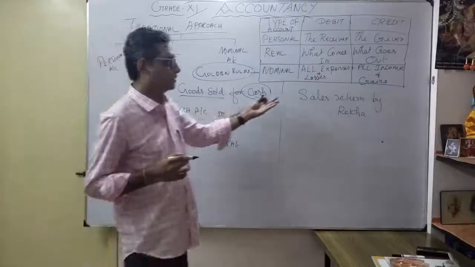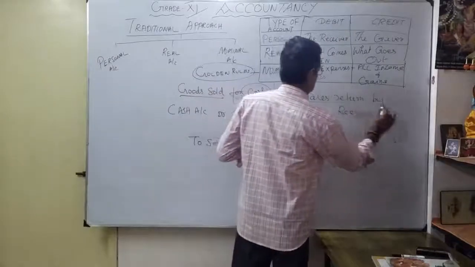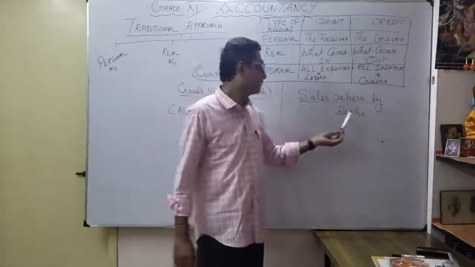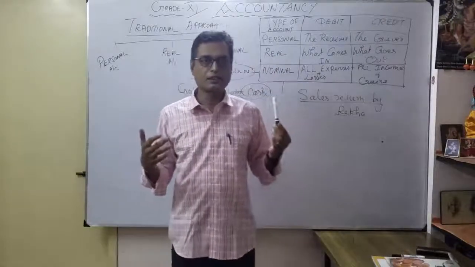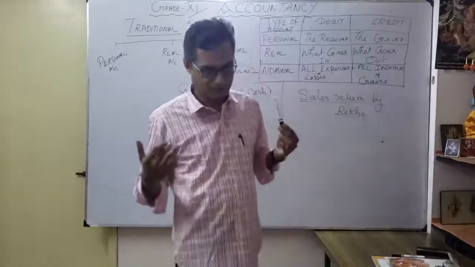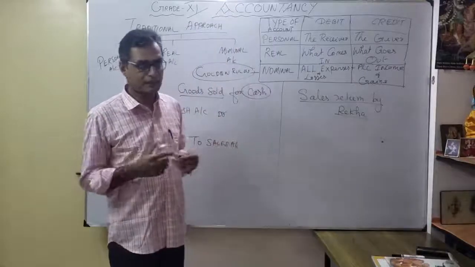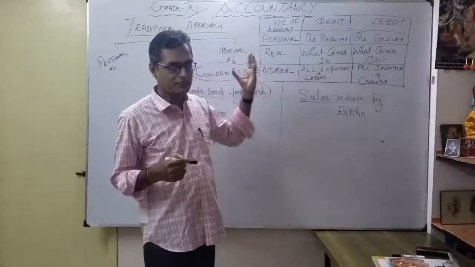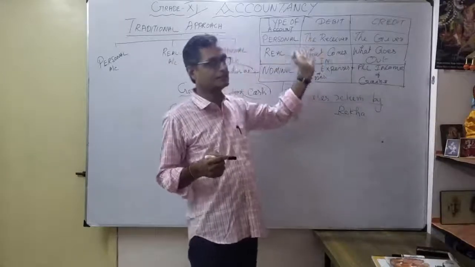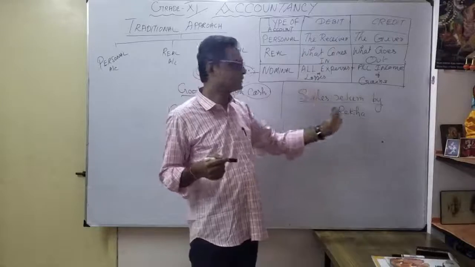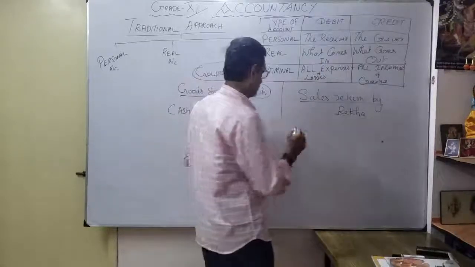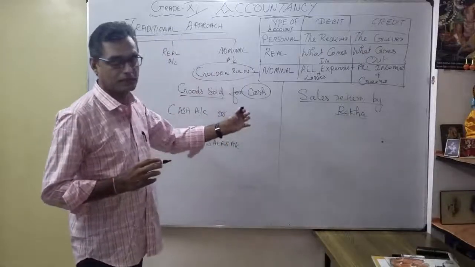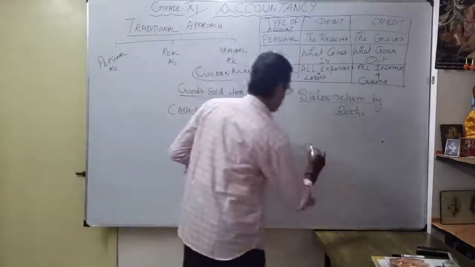In the same manner, sales return by Rekha. Again goods are returned. Who returned? Returned by Rekha. What was sold earlier to Rekha is now returned back. How do we form the journal entry here? As you know, Rekha comes under personal account. So again the rule: debit the receiver, credit the giver. Here who is the giver? Rekha is the giver. So I am making Rekha the giver, to Rekha.